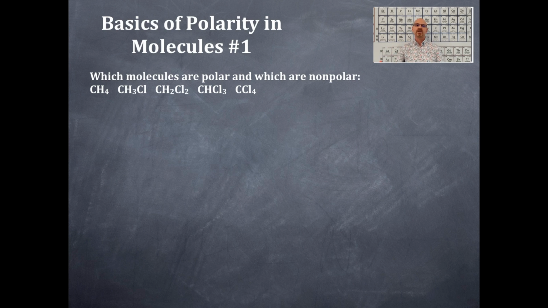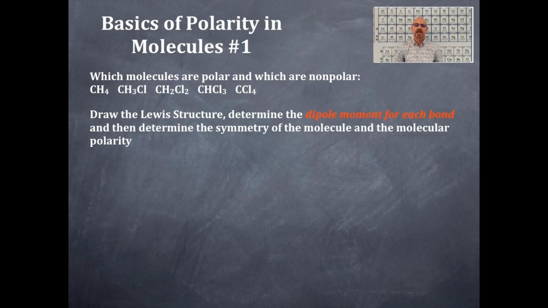Let's figure out how this molecular polarity is done. So the first thing that we're going to do, and we're going to do this in order, we're going to draw the Lewis dot structure for that molecule. Then from that, we're going to determine the dipole moment of each bond. We're going to draw that out. Then we're going to determine the symmetry of the molecule, and then from that, the molecular polarity.